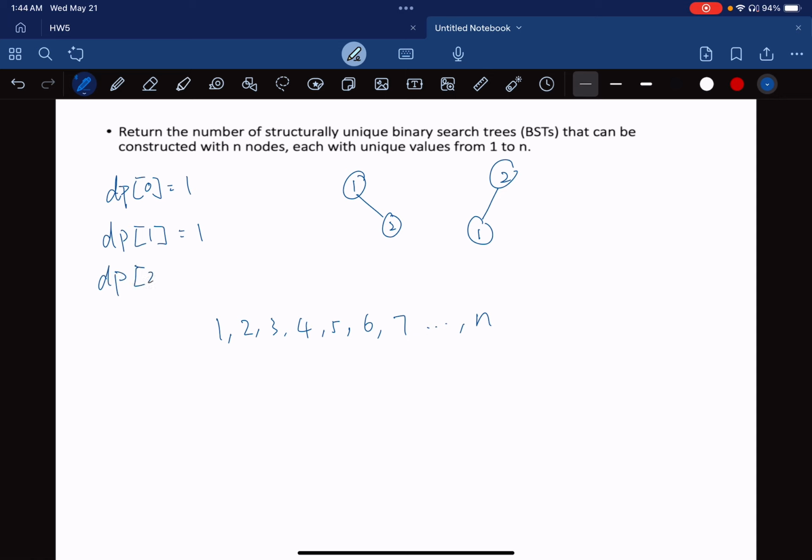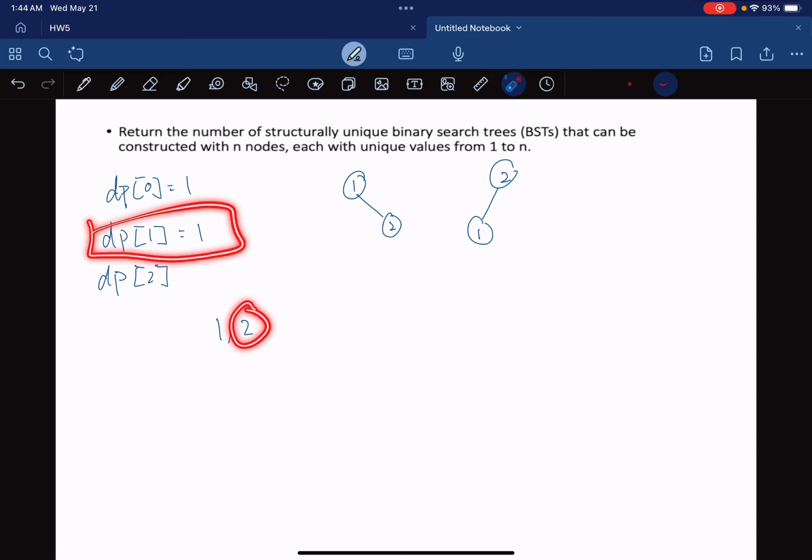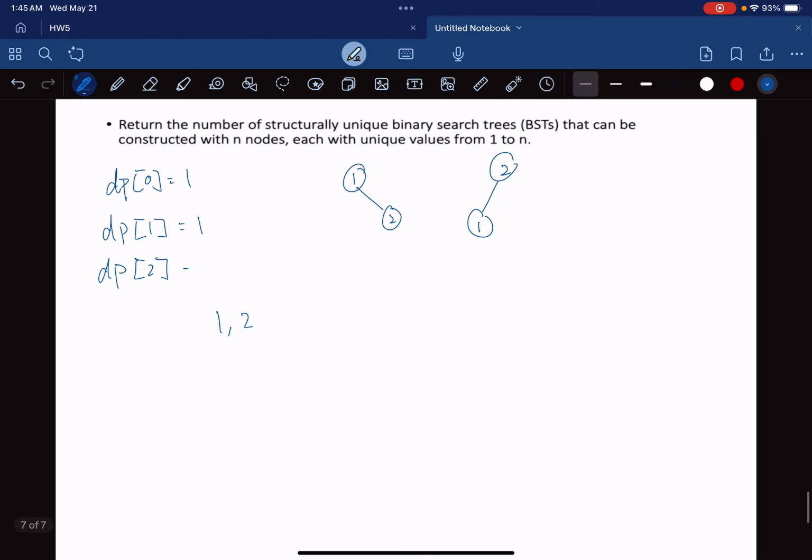So when we calculate dp2, this is the case where there are two nodes. We look at 1 as the root, and we see that there's nothing on the left, and dp0 is 1, so this is the only possibility. And dp1 is also 1, since on the right side there's only one node. So letting this be the root node gives you 1, and letting this be the root node gives you 1, so that gives 2. So dp2 equals 2.